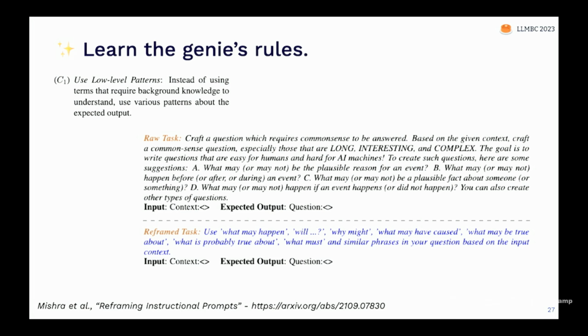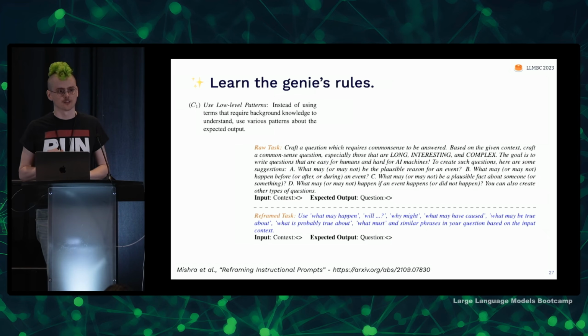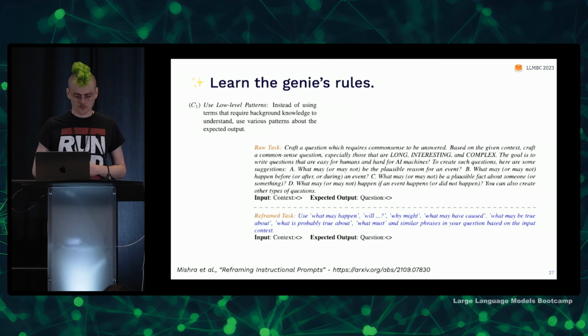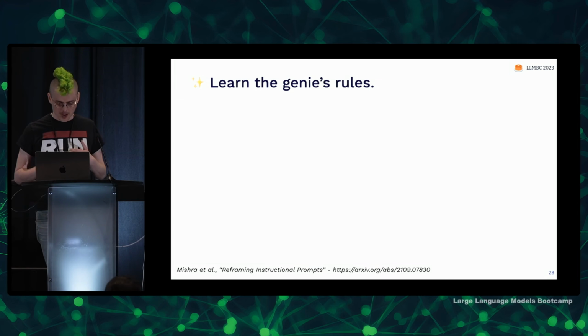So they suggest just picking out some simple patterns in text that will pull this same idea of common sense. Instead of giving that whole description, say, here are some prefixes, some phrases you might use: what may happen, why might, what may have caused, what may be true about, and use those in a question based on this context. So simplify and focus on low-level patterns of text, rather than the way that you would talk to a human who generally benefits from more complicated context.